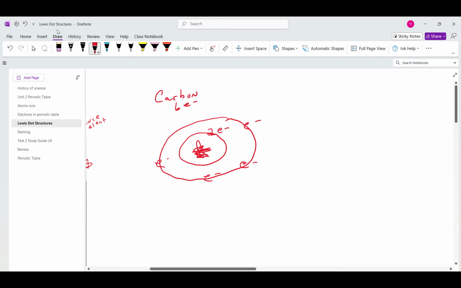Now, carbon is a special case. When you take 1A or possibly 2A, you're going to talk about why carbon is a special case. It's called bond hybridization. That's out of the scope of this class. So just know that it's got 4 electrons. Okay, so the outermost electrons are the valence electrons.